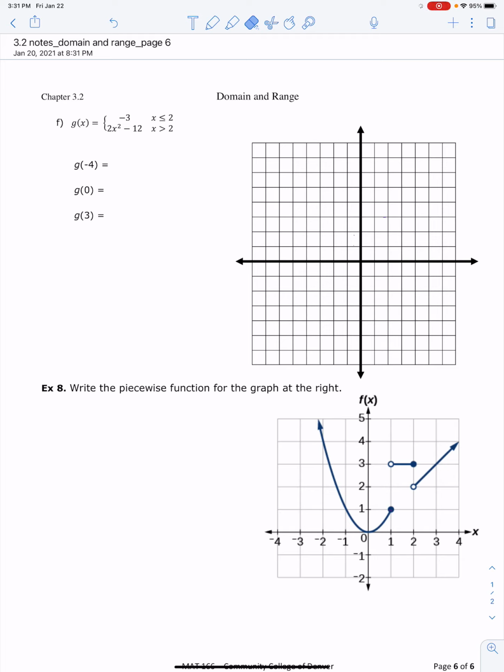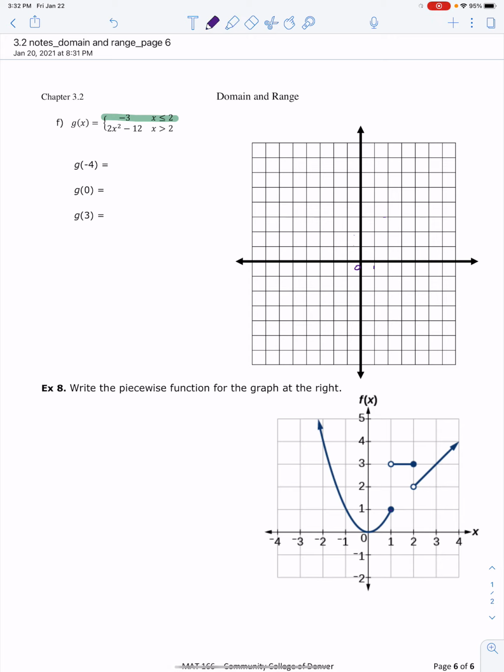3.2 Notes, Domain and Range, page 3. So g of x is defined as -3 for x less than or equal to 2. So let's start with that.